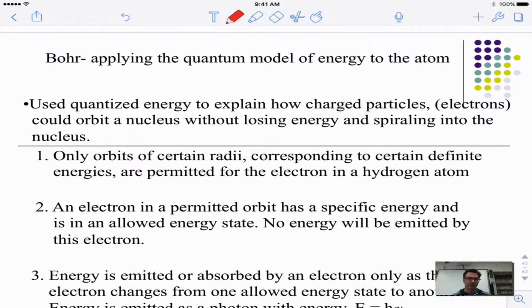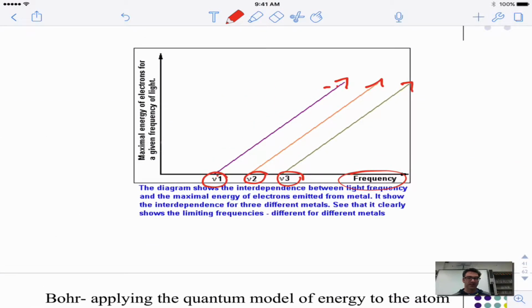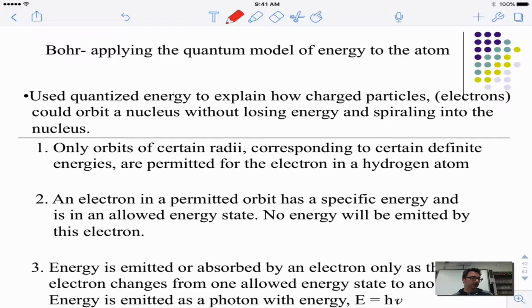In the last video we really focused on the quantization of light and how light behaves as both a particle and a wave. What Bohr basically did was apply this idea of quantized light to the atom, and he made the entire atom quantized. As it says here in the first slide, he used quantized energy to explain how charged particles, electrons, could orbit around the nucleus without losing any energy.